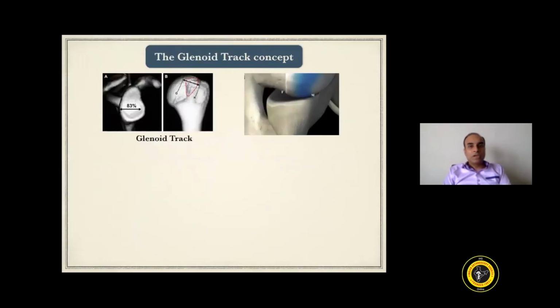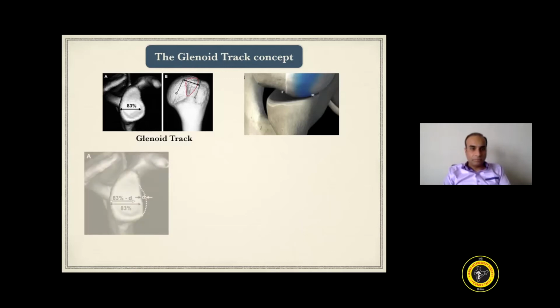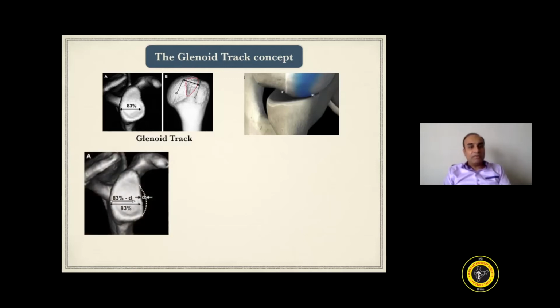So moving on to the glenoid track concept, exactly how it works. Now this area, which is the contact area, corresponds to 83% of the best fit diameter of glenoid, and the corresponding area on the humeral head is called the glenoid track. And this is a colorful picture which explains it. Now from this 83% of the best fit circle, we need to deduct whatever anterior glenoid bone loss has occurred in the said patient and thereby get the exact measurements.